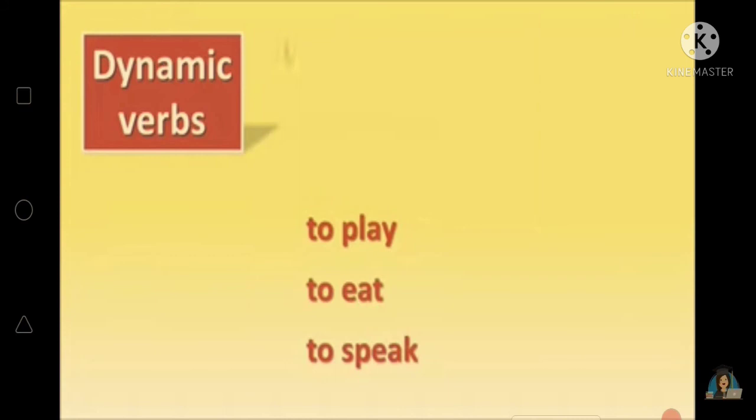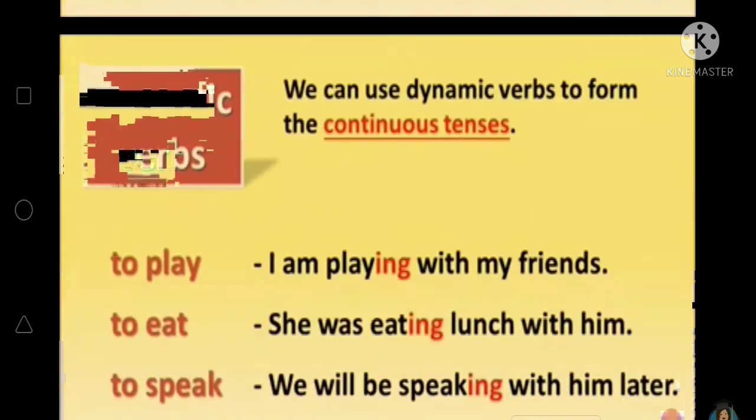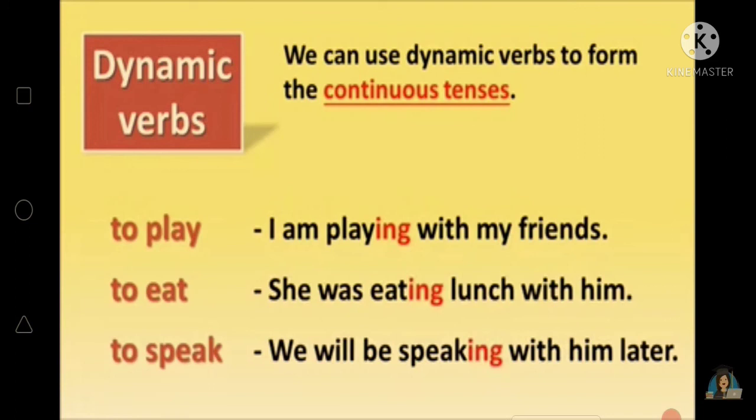So these verbs can have the continuous tenses. For example, to play is an action. To get the continuous action, how will we say it in sentences? I am playing with my friends. To eat, she was eating lunch with him. To speak, we will be speaking with him later. So dynamic verbs always have an action. They can also form the continuous tenses.